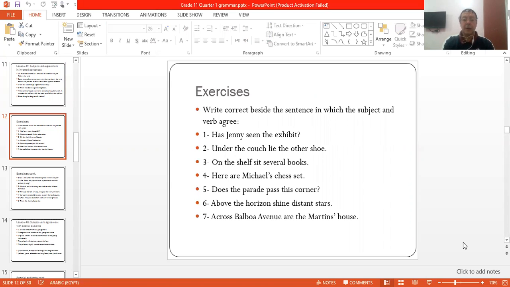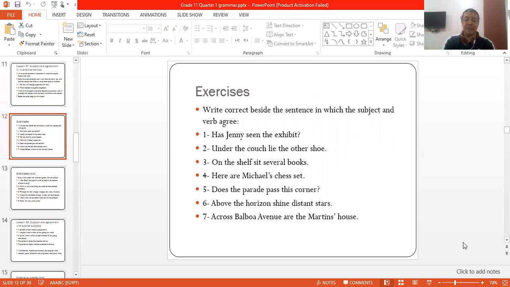Number two, under the couch lie the other shoe. Oh, here we say under the couch lie and then shoe. We have one shoe, so we must say under the couch lies the other shoe. So Joe says it's wrong. Thank you, Joe. How about number three?